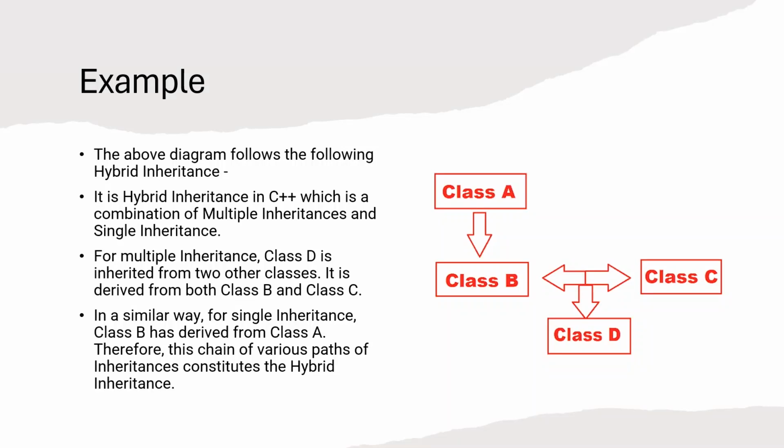Next, what is multiple inheritance? Multiple inheritance means two base classes combined into one derived class. So class B and class C are base classes, and both are combined into one derived class, that is class D. This concept is known as multiple inheritance. Class D is inherited from two other classes, so it is derived from both class B and class C. Similarly, single inheritance is class B derived from class A. This chain of various paths is known as hybrid inheritance.